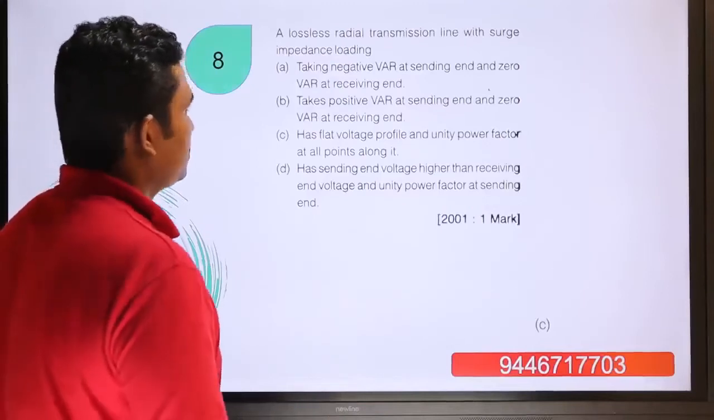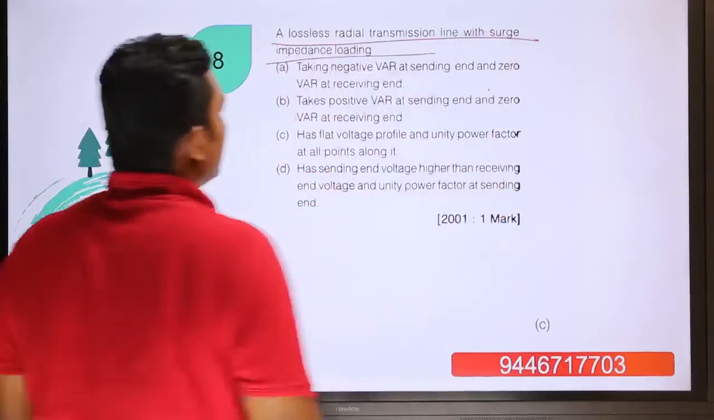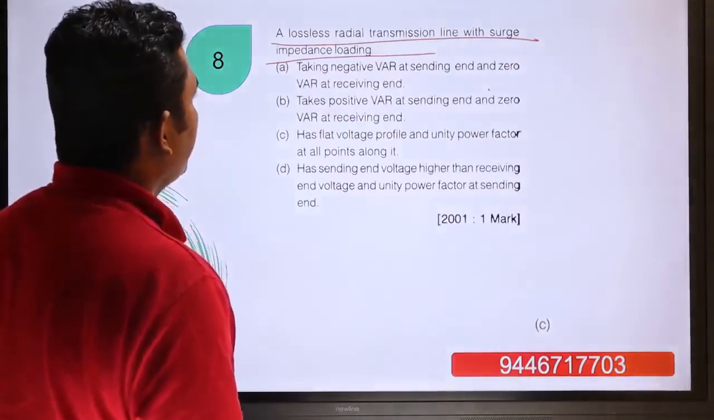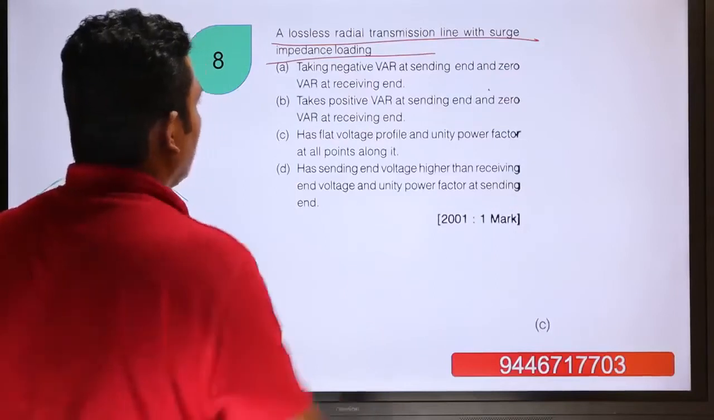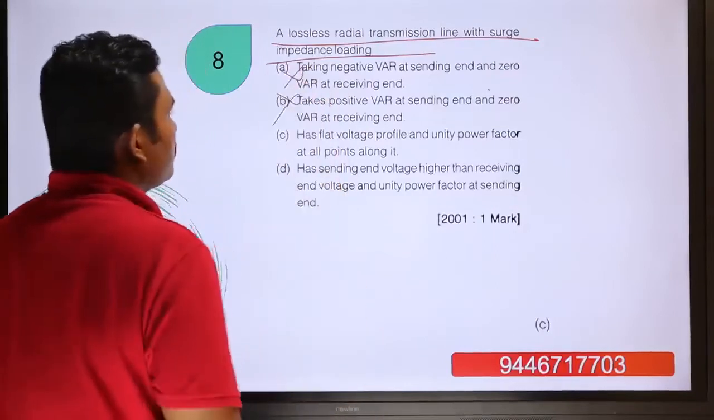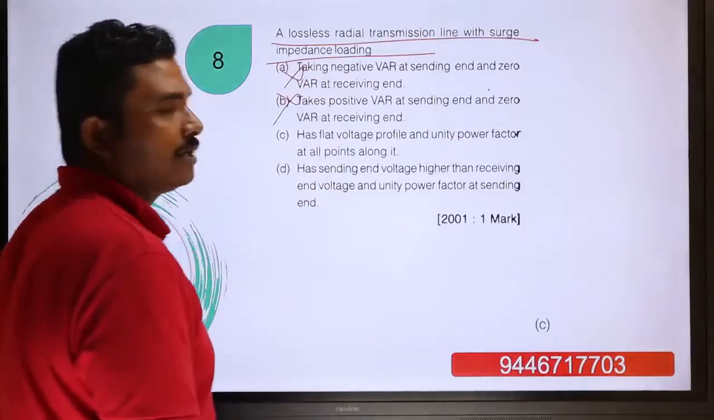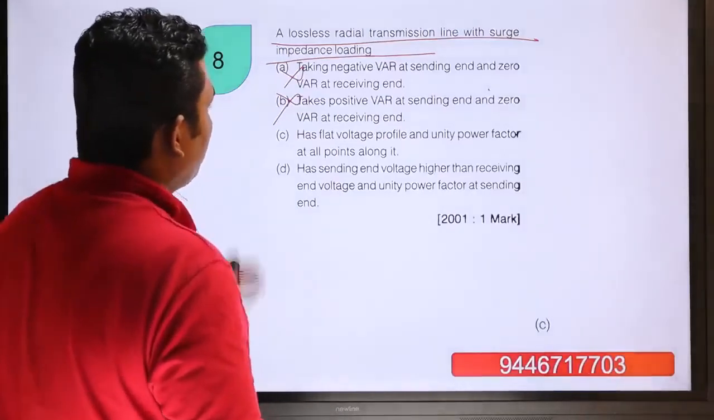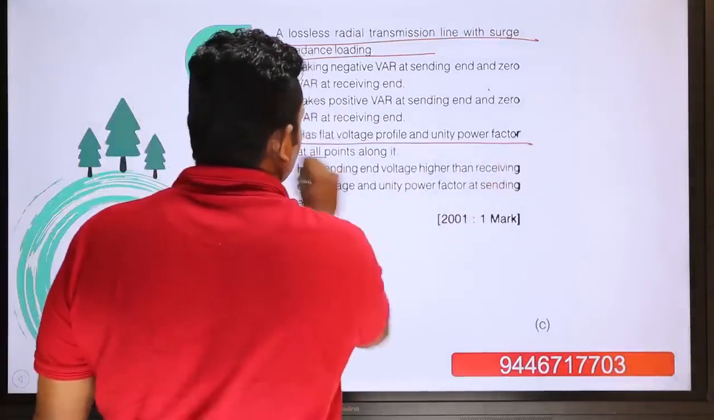A lossless radial transmission line with a surge impedance loading takes negative VAR at the sending end and 0 VAR at the receiving end, takes positive VAR at the sending end and 0 VAR at the receiving end. So if a line is maintained at the surge impedance loading, then it will not absorb any reactive power or contribute any reactive power. It will have a flat voltage profile and unity power factor at all points along the line. So this is the answer.